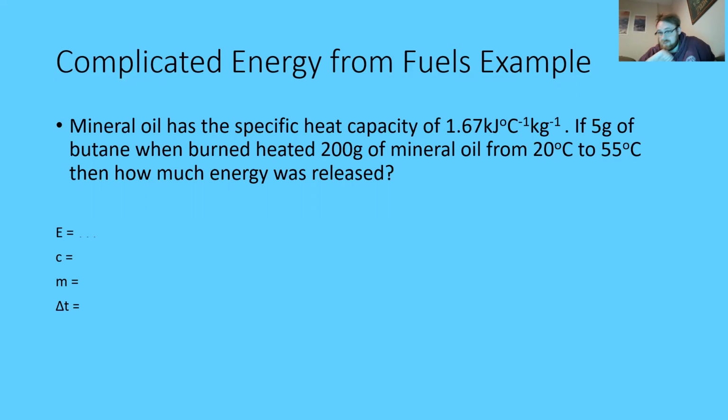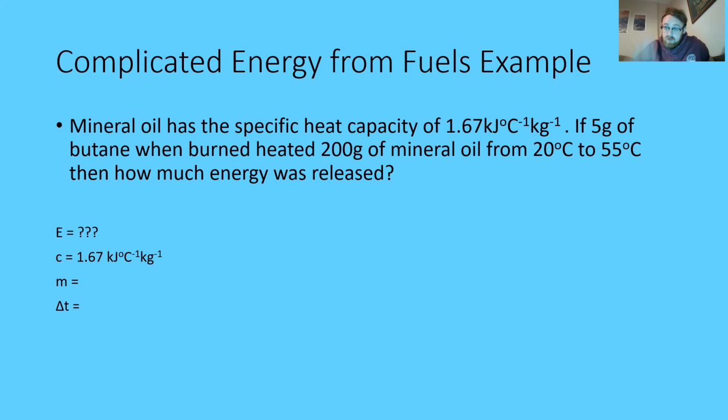So we're going to create our data list. Energy, E, is the thing we are trying to work out. C is the specific heat capacity. Now, every other example we've done so far includes water. We're not using water, we're using mineral oil here, and it tells us the specific heat capacity is 1.67. Unless the question is asking you to work out C, which I've only ever seen one example of before, it will always give you the specific heat capacity. You don't need to know any specific heat capacities. Even water, 4.18, is in your data booklet, so you don't need to know that.